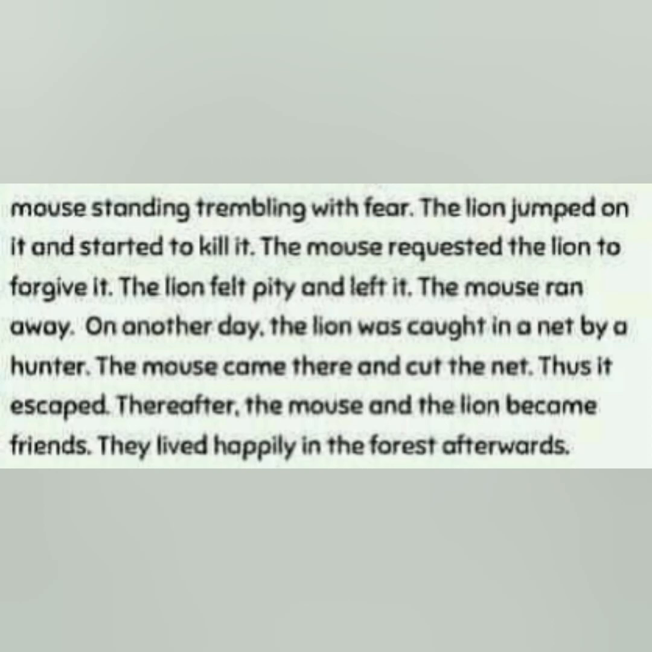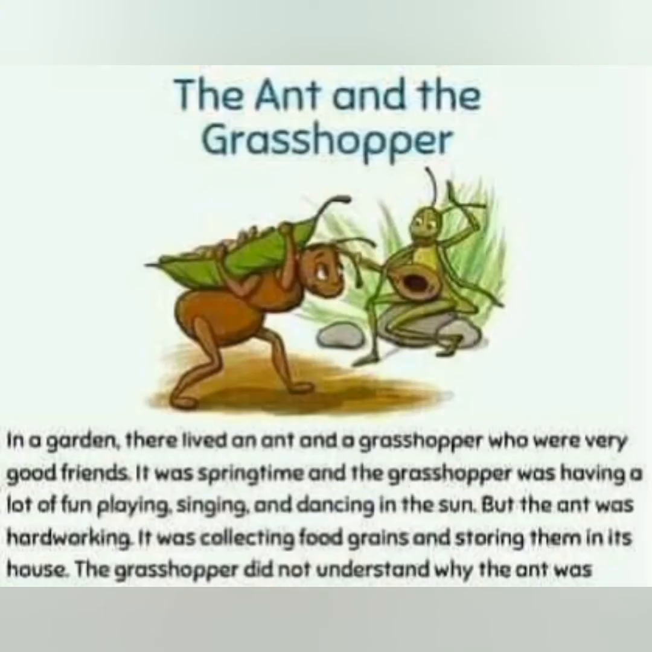Let's move to the next story. The Ant and the Grasshopper.